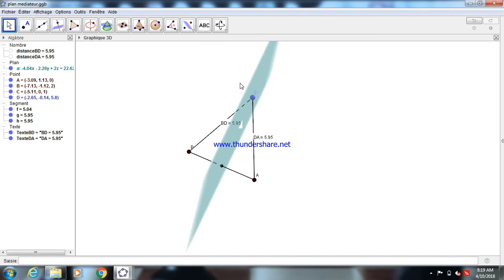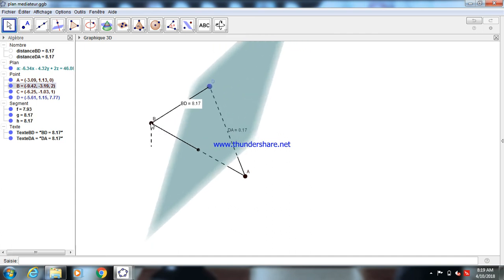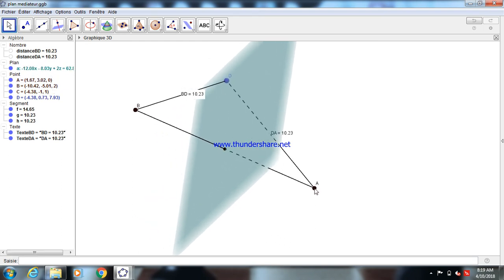Okay, if I change the position of D on the plane, you can see that the distance from D to A is equal to the distance from D to B, whatever the position of D on the mediator plane. Okay, this is the property of the mediator plane. Any point on the mediator plane is equidistant from the two extremities of the segment. Sure, I can change the position, and if I want to take the point B here, the point A here, the distance is equal.